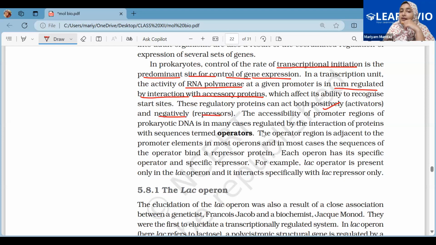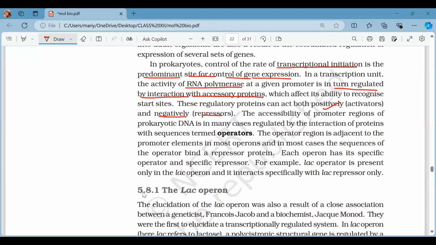or negatively, as repressors, meaning they stop it. Now, the accessibility of promoter regions of prokaryotic DNA is in many cases regulated by the interaction of proteins with sequences termed operators. So now we're going to step into the world of the operator and understand what it means. The operator region is adjacent to the promoter element in most operons, and in most cases, the operator sequence binds a repressor protein.